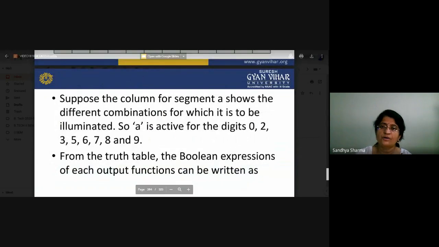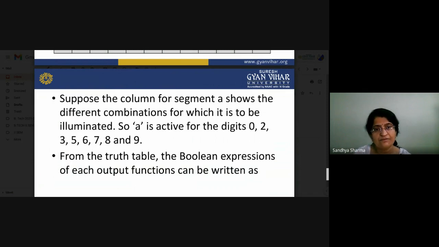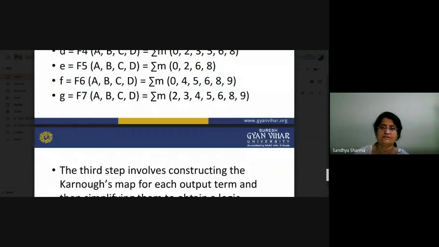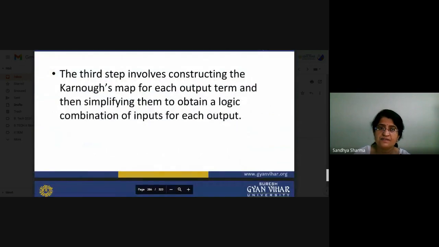Suppose you have to make a table again. How can you make it? Suppose A is active, so for which numeric numbers will A exist? In that particular table you have to show in which part A is active, in which part B is active. So according to the truth table, the Boolean expression can be written. The third step involves constructing the K-map for each output term and then simplifying them to obtain a combination.